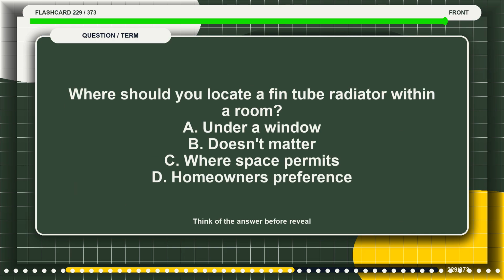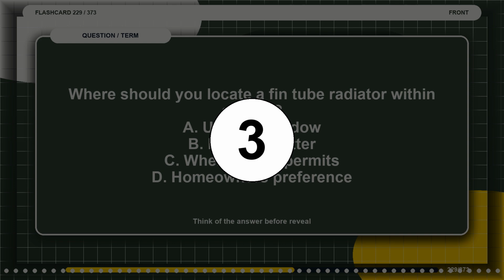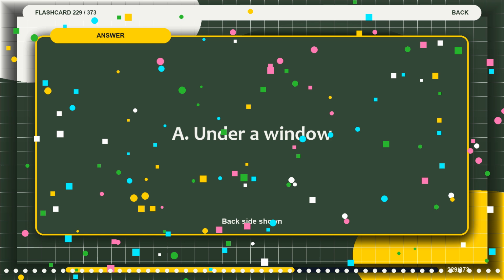Flashcard 229. Where should you locate a fin tube radiator within a room? A. Under a window. B. Doesn't matter. C. Where space permits. D. Homeowner's preference. Think of the answer before the reveal. The answer is A. Under a window.